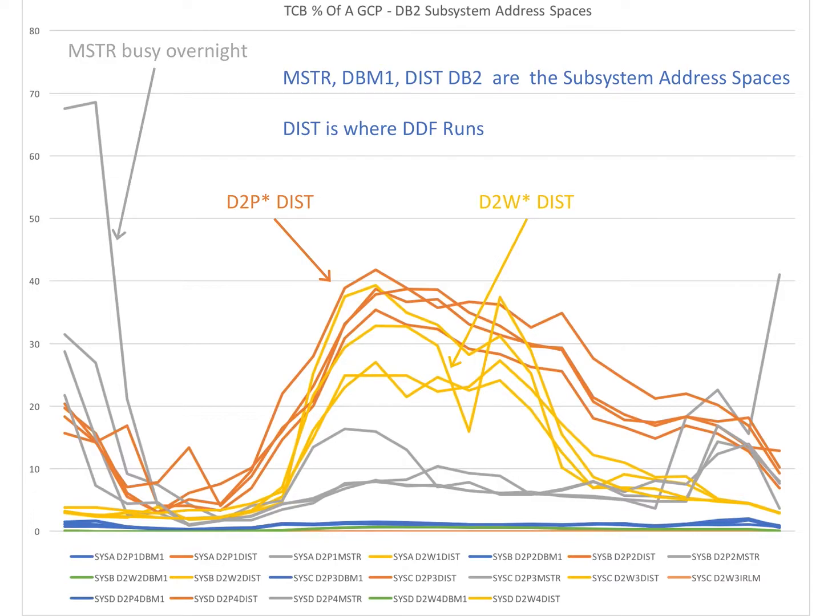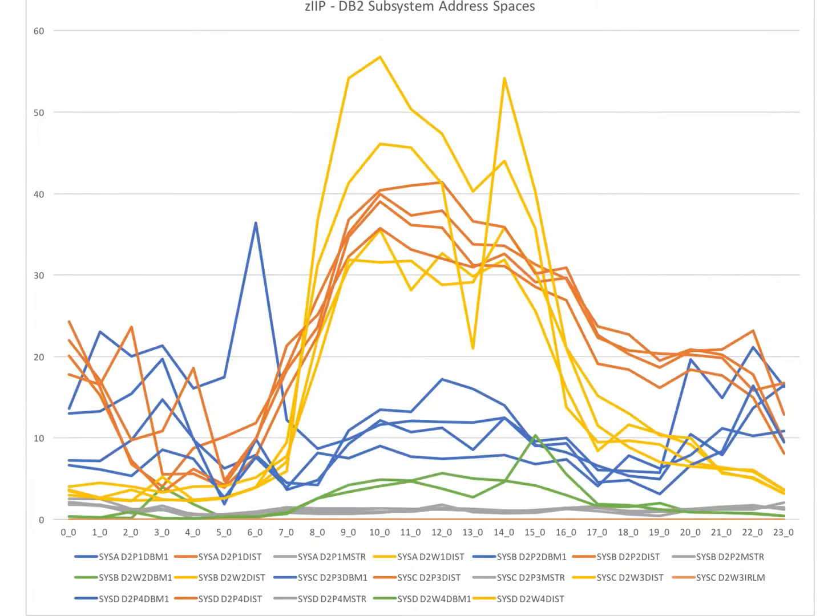Now overnight, conversely, we actually see the master address spaces getting busier, and that's probably related to all the batch activity that's going on, probably logging, I would have said, amongst other things. So that's TCB time. Now, the economic question, which is of interest to a lot of people, is going to be, well, what about zIIP?